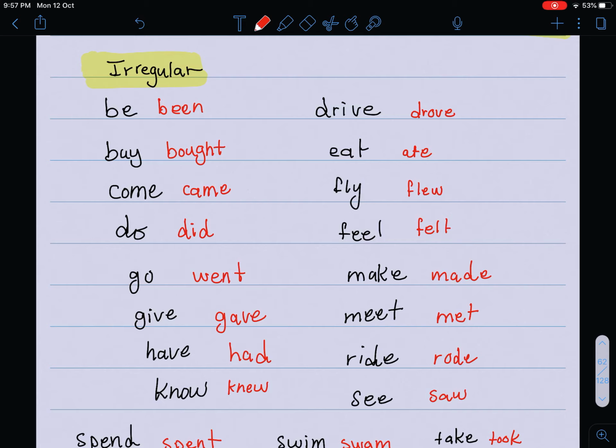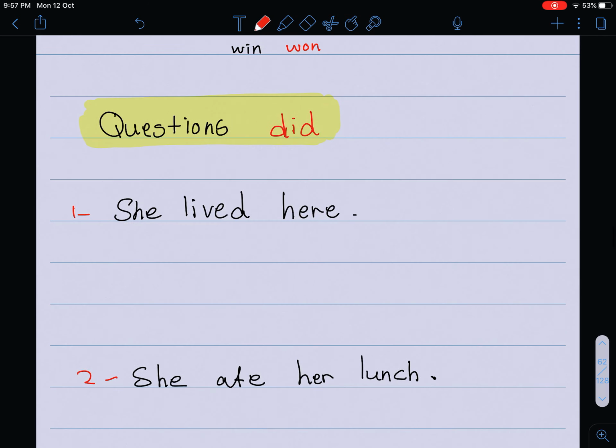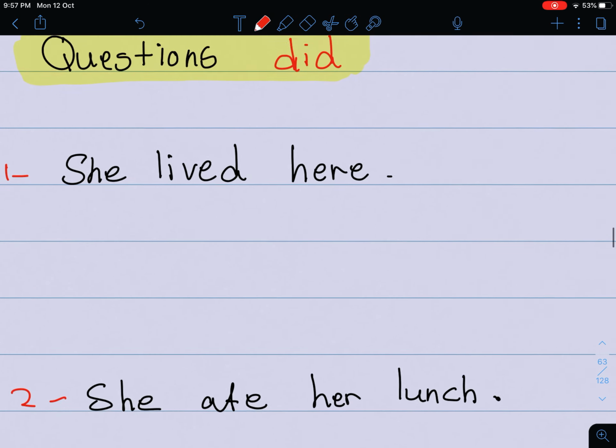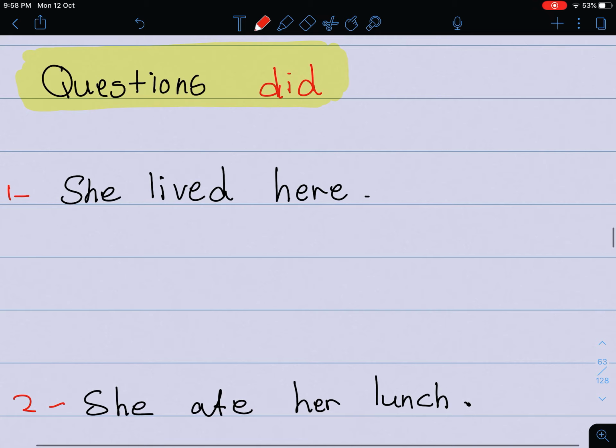فقط نحفظهم by heart، يعني نحفظهم. طبعا with practice، مع التدريبات راح تحفظونهم. Okay, and now as for the questions in the simple past، طبعا نستخدم did سواء مع third person singular، مع المفرد أو مع الجمع.